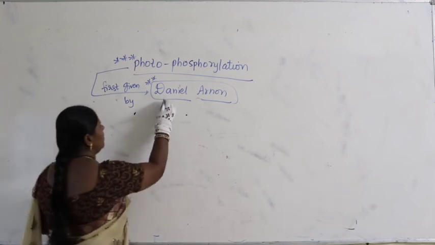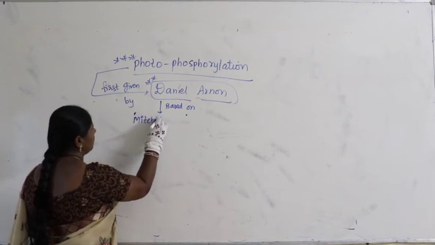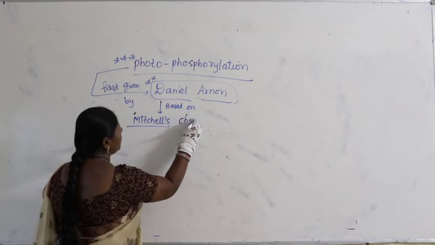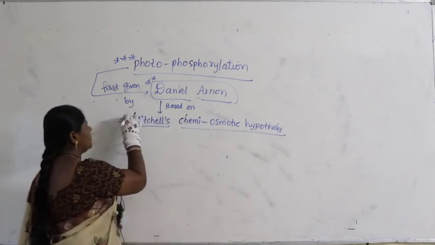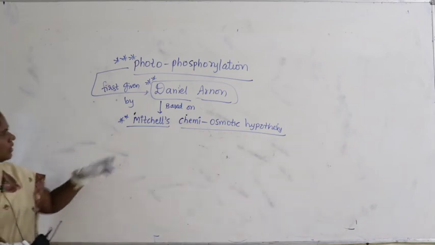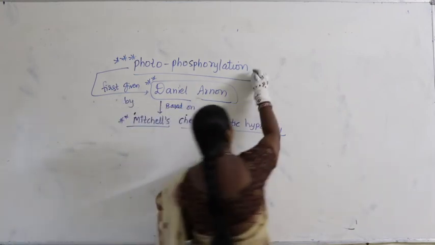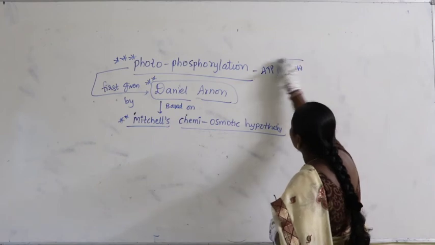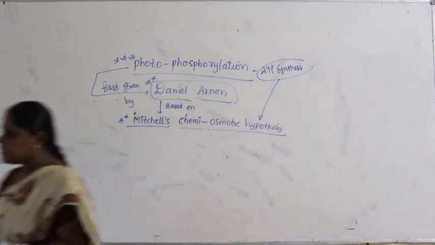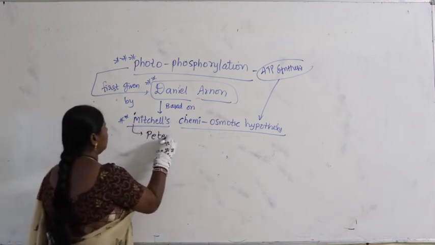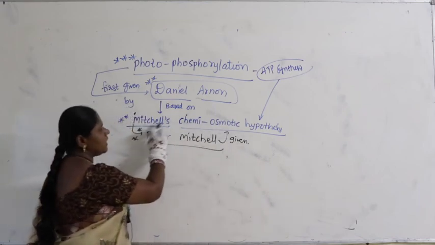Now, this is based on Mitchell's chemiosmotic hypothesis. This is purely based upon the concept called Mitchell's chemiosmotic hypothesis. Total photophosphorylation, or anything related to ATP synthesis, is purely explained by Mitchell's chemiosmotic hypothesis. This hypothesis was given by the scientist Peter Mitchell.